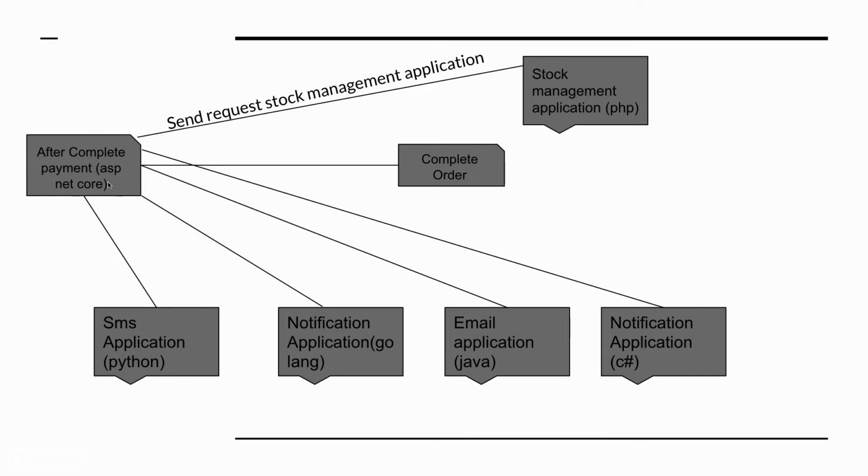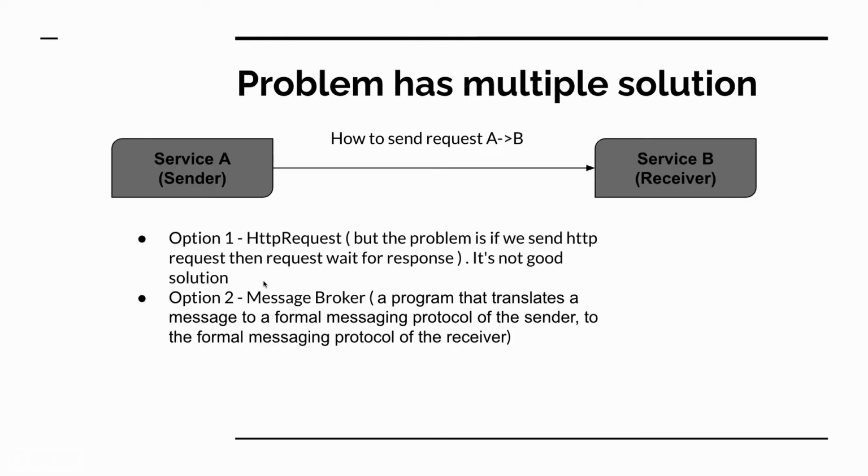Okay. So now we have broken down our application, but one pain factor: how can we send a request from one application to another? We can easily do it. A very simplistic pattern is request and response. A request to another application as an HTTP request is not a good practice, because here I show you how to send a request from application A to application B. Option 1, HTTP request. But the problem is, if we send an HTTP request, then the request waits for a response, which is not a good solution.